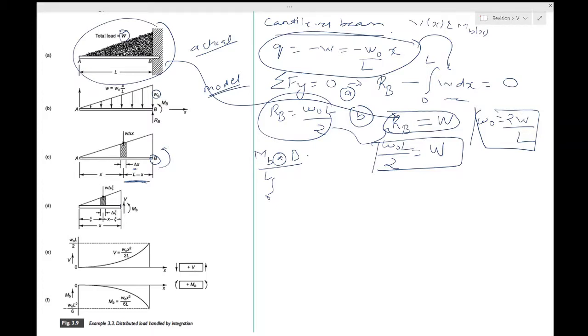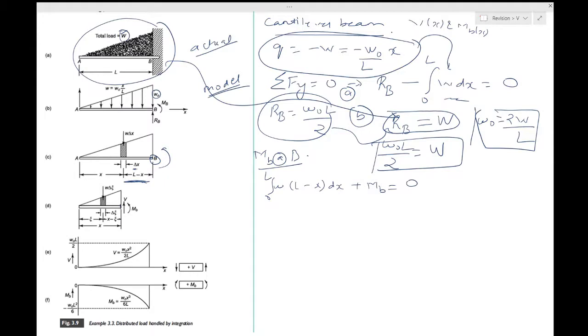So once we do this, we'll have to write it as the integral from 0 to L of W (L minus X) dx, plus MB. Okay, so this must vanish for the equilibrium, and that's how we essentially write this term.